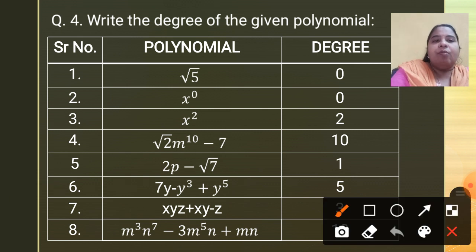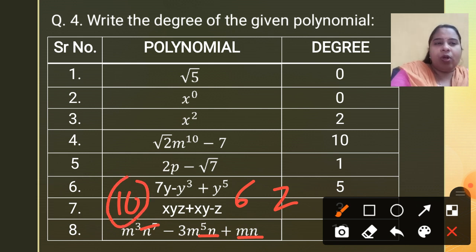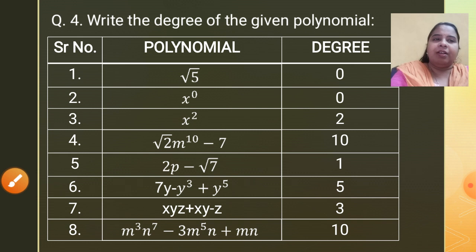This is for those expressions where more than one variable is used. Now look at this. It is m cube n raised to 7. Add these 2. What is the answer? 10. Now 3 m raised to 5 plus n. m raised to 5 and n. Add these 2. What is the degree? 6. And m and n. It is m raised to 1 and n raised to 1. When I add this, what is the degree? 2. So out of these, which is the highest number? 10. So overall, the degree of this expression is nothing but 10. I hope it is clear. It's very easy. 1 mark question. So you can also write it in the tabular form like this and finish it off fast.